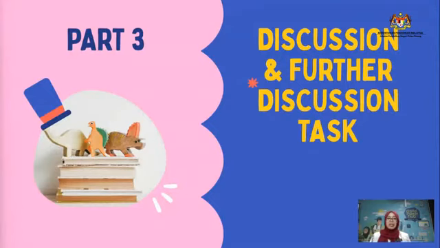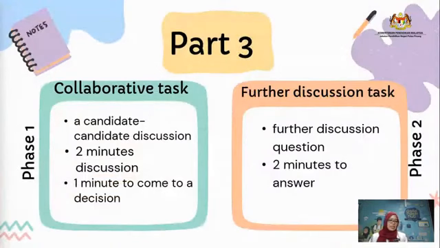Part 3 is on discussion and further discussion tasks. Remember, we have 2 phases in part 3. Now let's take a look at the details of part 3. As you can see, we have 2 phases, phase 1 and phase 2. In the first phase it is a candidate discussion, and in phase 2, it will be a follow-up discussion led by the interlocutor, or a further discussion task.